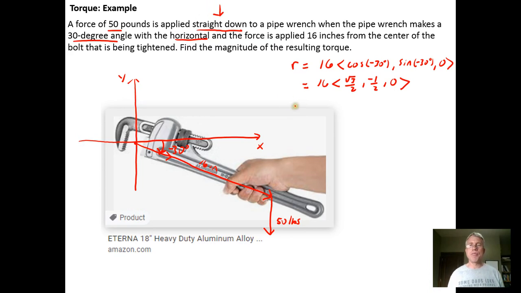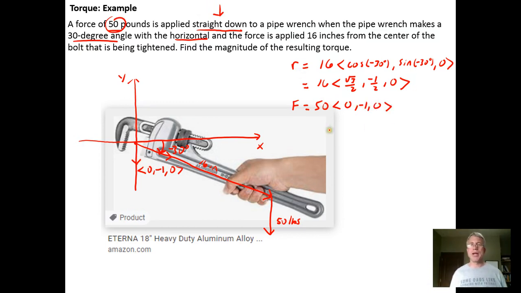Now I need my force vector. My force vector is going to be really easy because it's working straight downwards. It's working parallel to the y-axis. So a unit vector on the y-axis that points down would be a vector 0, no x component, negative 1, no z component. There's a unit vector pointing down parallel to the y-axis. So I would take the size of my force and multiply it by that unit vector 0, negative 1, 0.